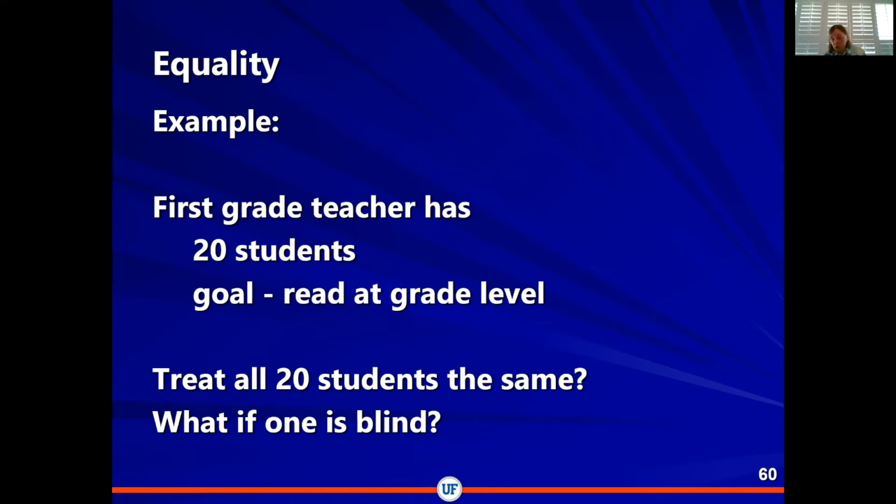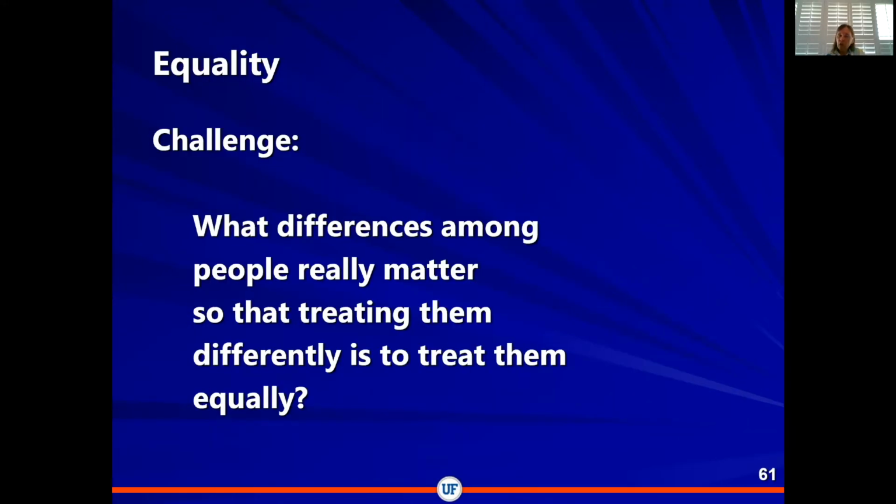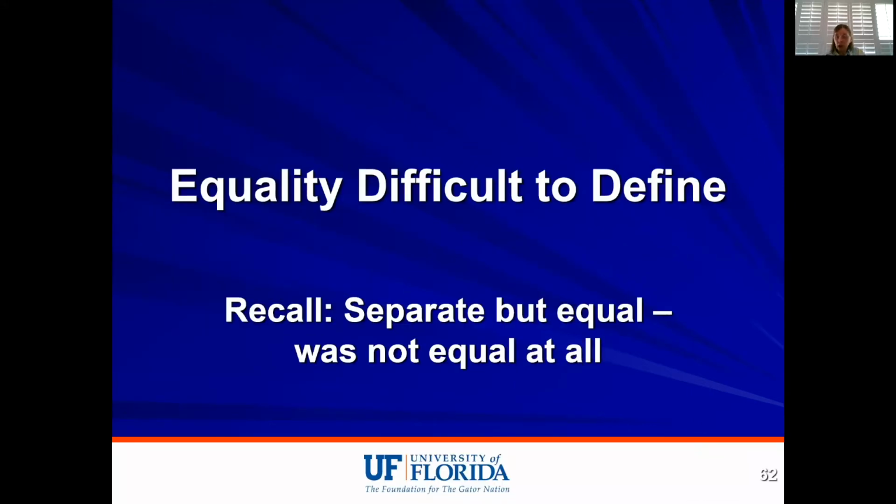And most people say, well, that makes a lot of sense. But I'm treating them differently. So then the challenge becomes, what differences among people matter, so that treating them differently is to treat them equally? It's hard to define equality. If I ask my students to do it, you'd be surprised how many different definitions I get. But then all you have to do is think about separate but equal, which was how the court defined equality for the longest time, until really the 1950s in Brown versus Board of Education, when the court said, whoa, that's not equality. A lot of different ways to define equality.